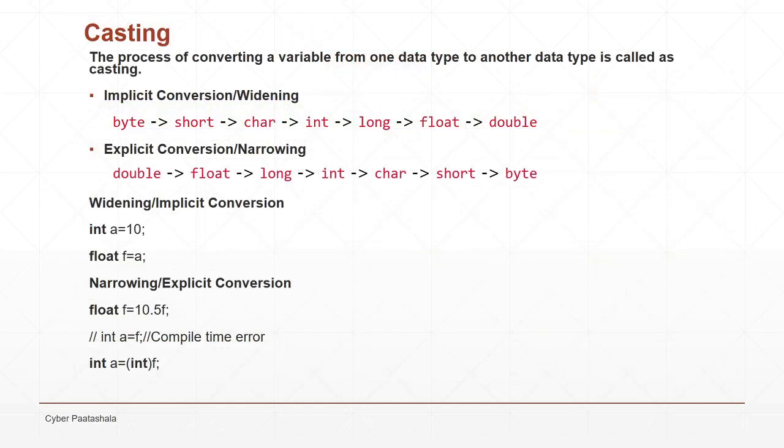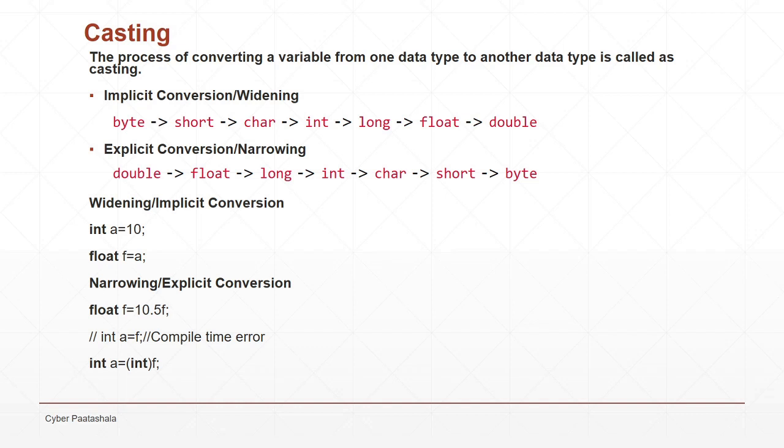Casting. The process of converting a variable from one data type to another data type is called casting. We have two types of casting. One is implicit conversion and the second one is explicit conversion. The implicit conversion is also called widening, and the explicit conversion is also called narrowing. In implicit conversion, all the smaller data types will be automatically converted into bigger data types. So we need not specify anything explicitly. We also call it widening because we are increasing the size of the variable. And also here is the chart for the possible conversions.